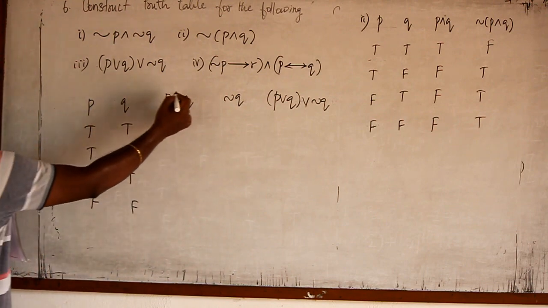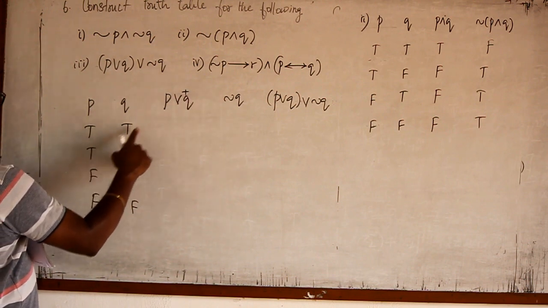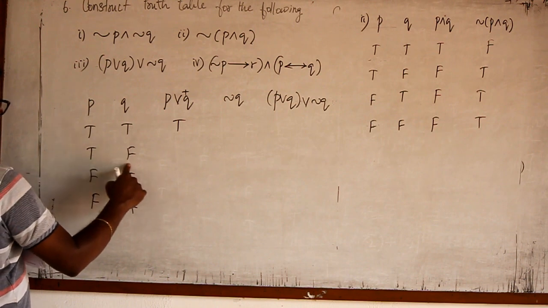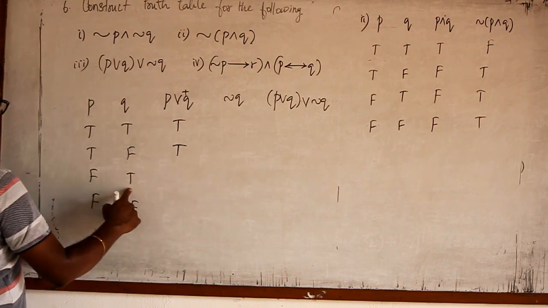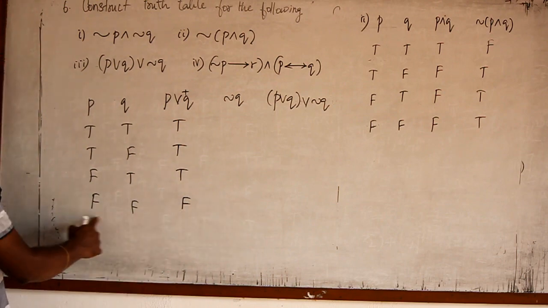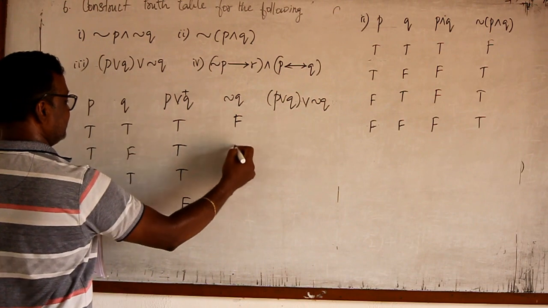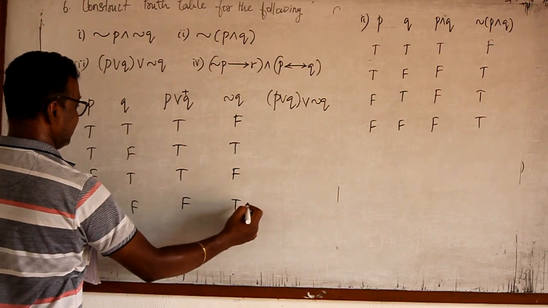Now, V means plus, I told you. So T means 1. 1 plus 1 is 1. 1 plus 0 is also 1. 0 plus 1 is 1. 0 plus 0 is false, because 0 plus 0 is 0, which means false. Right? Negation of Q, F, T, F, T.